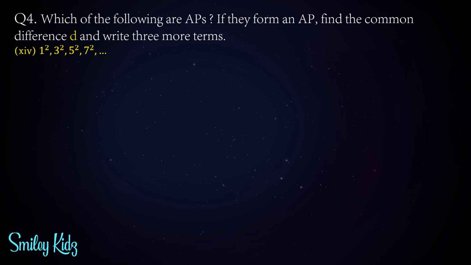Now have a look at this. 1 square, 3 square, 5 square, 7 square, and so on. 1 square is 1. 3 square is 9. 5 square is 25. 7 square is 49. Now find out the common difference.